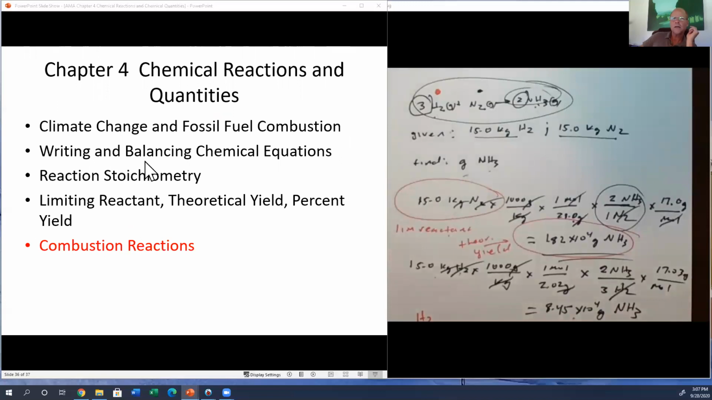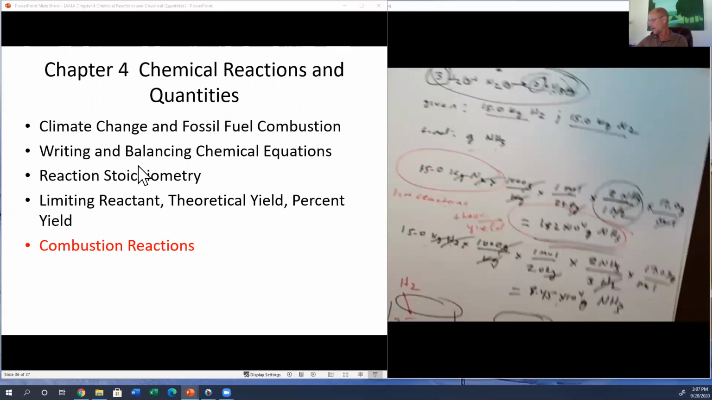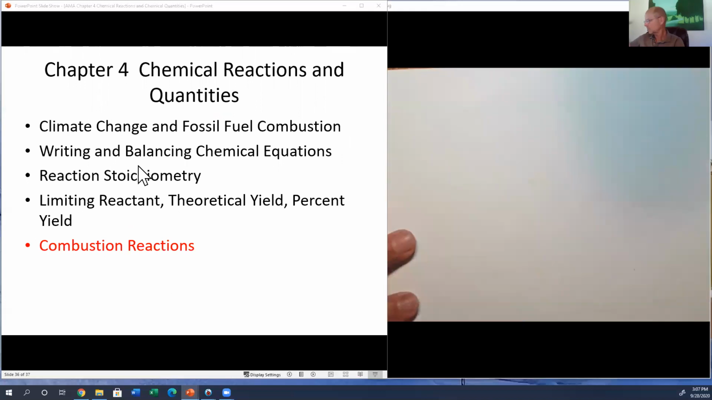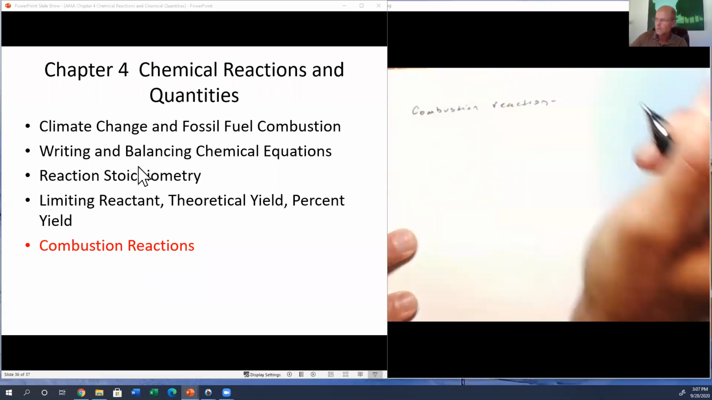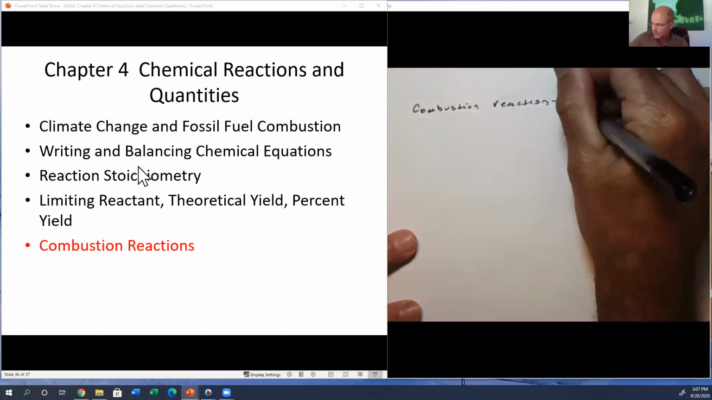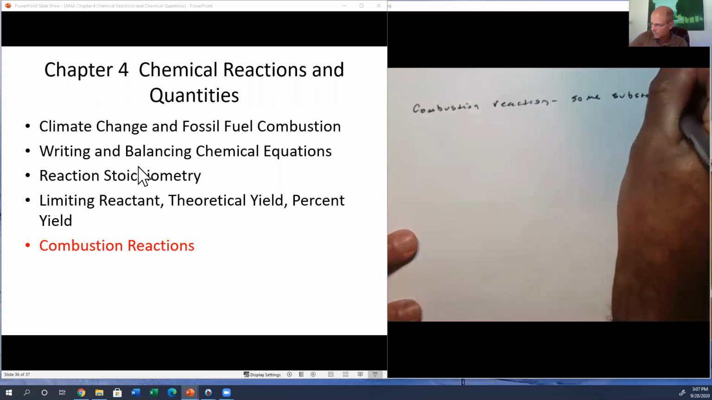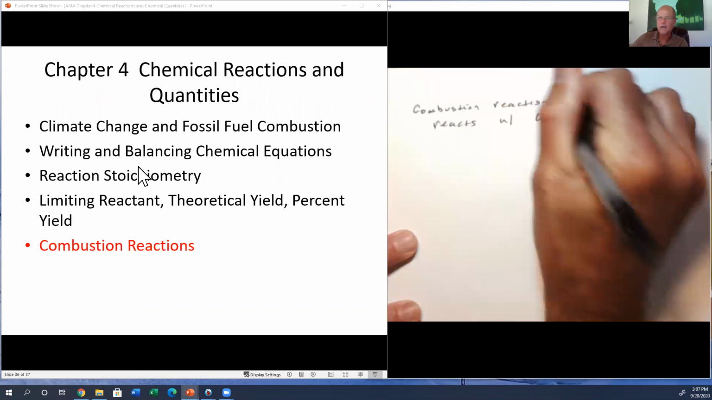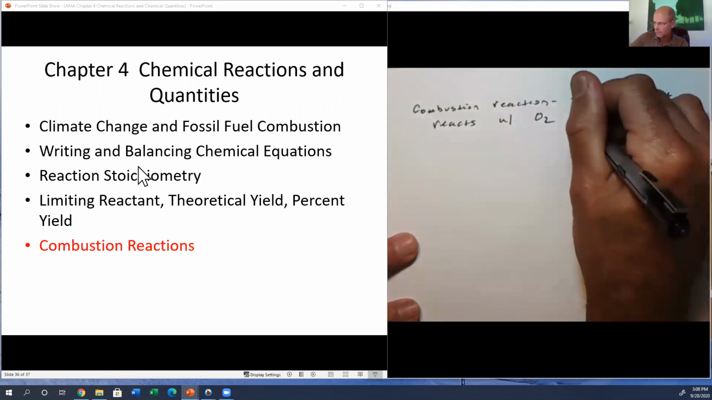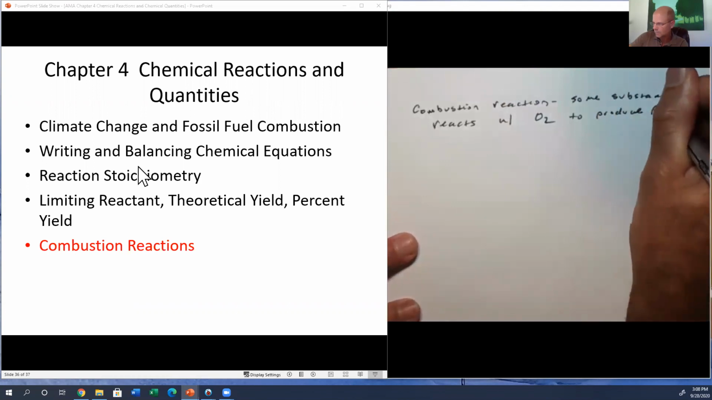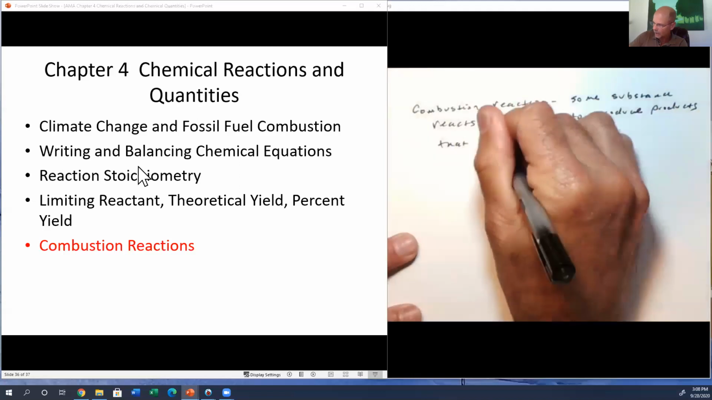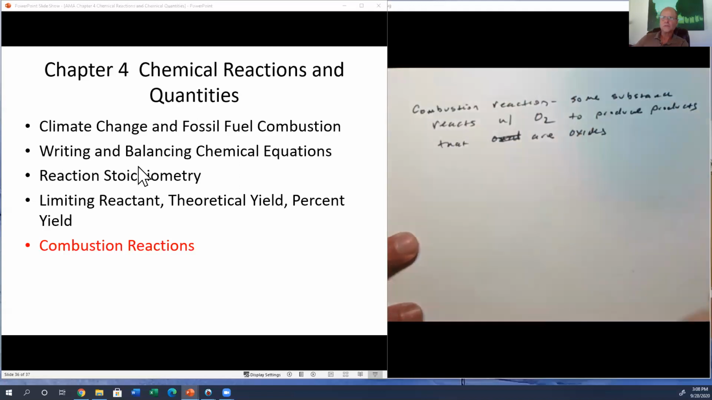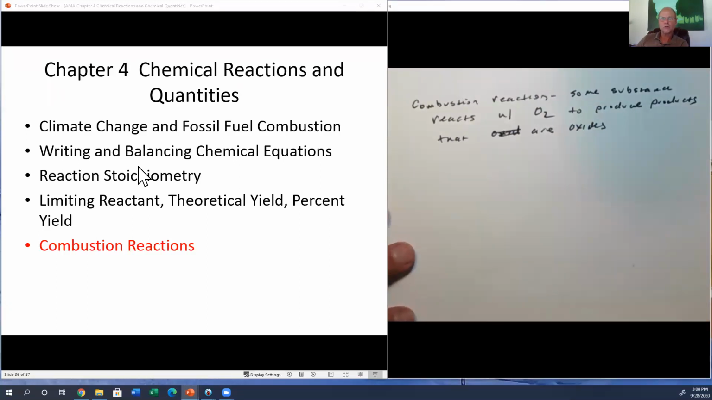Okay, just one other topic left in this chapter, and that's really just combustion reactions, and you've already seen some examples of this. But in a combustion reaction, you normally have some substance that reacts with oxygen to produce products that are typically the oxides.